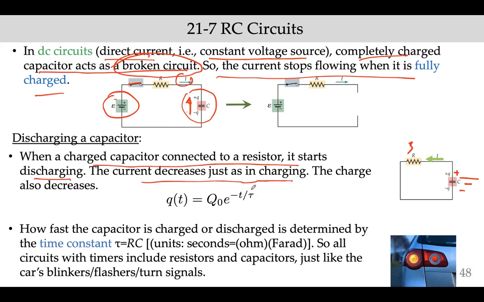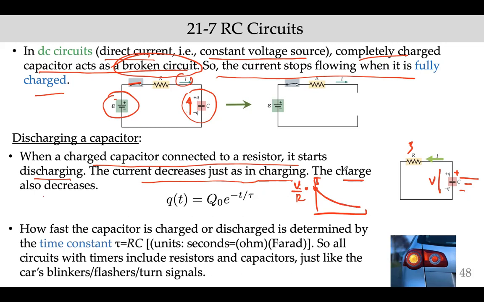Now the current, again, decreases. It starts at a maximum value. So let's say the capacitor has some voltage V, so the current starts from V divided by R. This time voltage is not coming from the battery, but it's coming from the capacitor. And so the current starts from V divided by R, and it will be going down like this.